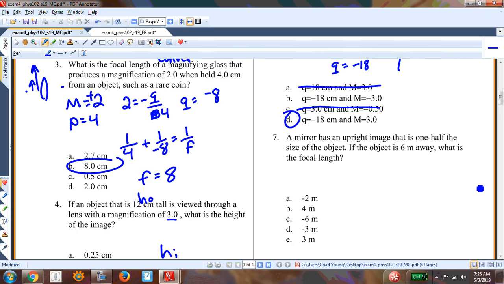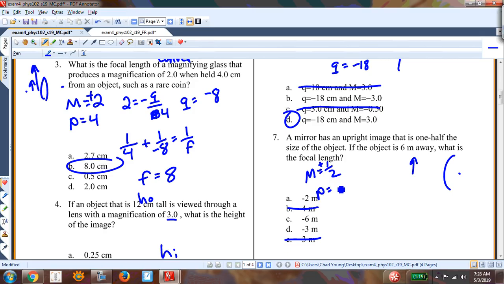Oh goodness, this is similar to what we had here. So M is equal to 1/2. It's an upright image, so it's positive. It's also going to be virtual. Let's see, can I just figure out what this is? Well, I know that it is a convex mirror. It looks like this. And so I can get rid of that and that. Otherwise, I can't really get rid of any of these others. So it'll be either A, C, or D.